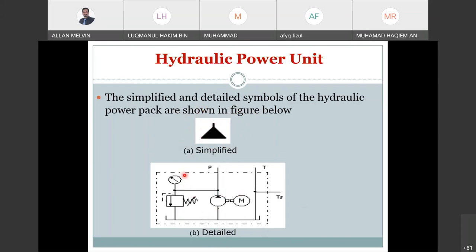Okay, if detailed, it looks like this. So what is this symbol? The one at the bottom looks like a press. What is this? Any guess? A tank, sir? Yeah, so this is actually a tank. Like in pneumatic, all the excess air in the system, where will it be released? If pneumatic, if you understand, where will the excess air be released? In pneumatic.